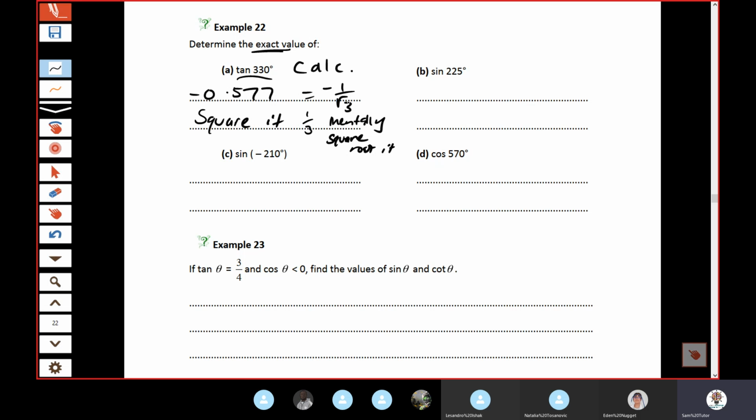Okay, sine 225. Sine 225. Negative 1 on root 2. Sine negative 210. Straight half. That's already exact. You don't need to square it. Cos 570, negative root 3 on 2. Careful. All right. Any questions about that?